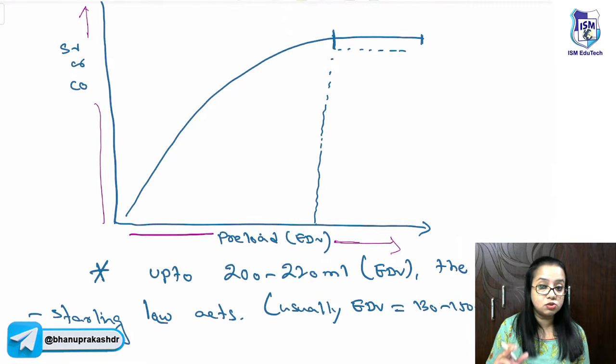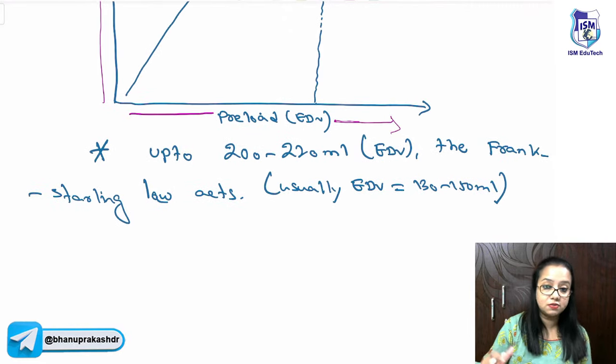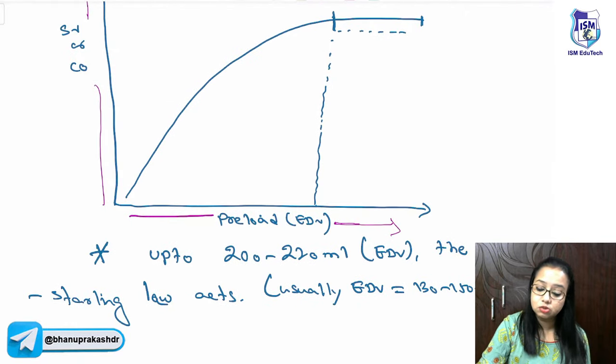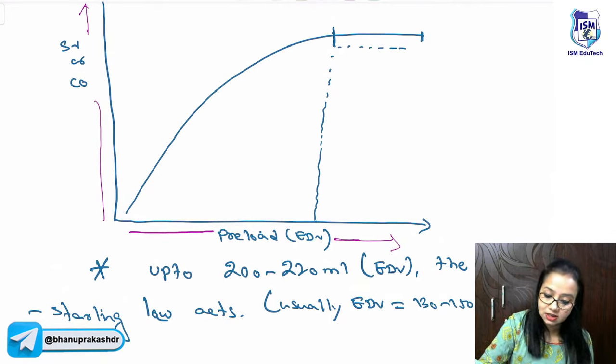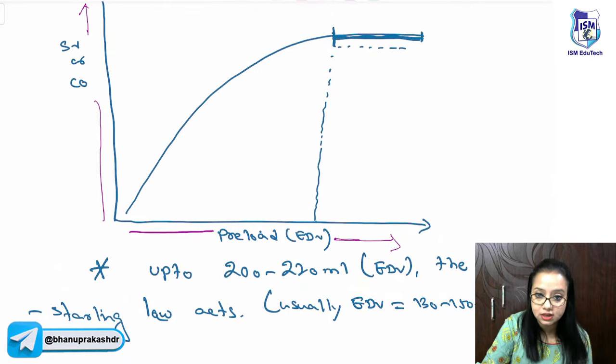But once the end diastolic volume crosses that physiological limit, then this Frank-Starling law will not work. Suppose through venous return the end diastolic volume has become 240 or 250, then the excess amount of blood that is coming to the ventricle will just stay in the ventricle. It will not get pumped out, because here the plateau area has started. Here the Frank-Starling law has failed, has stopped working. Even though the blood volume is more in the ventricle, no more blood is being pumped to the periphery. So this is what the Frank-Starling law says.